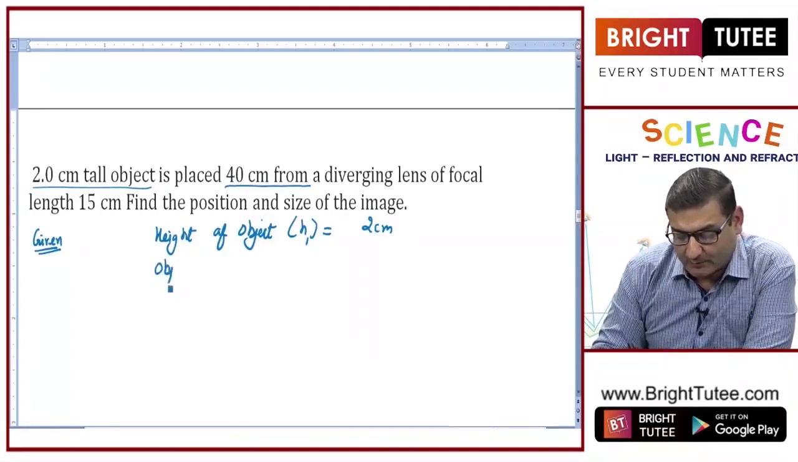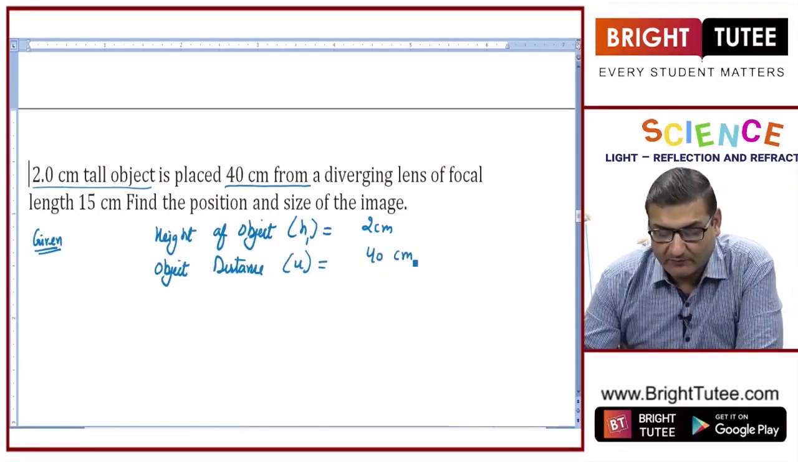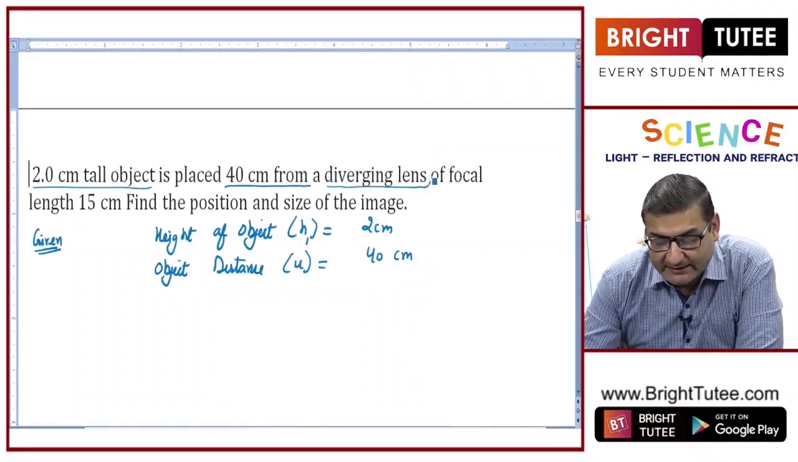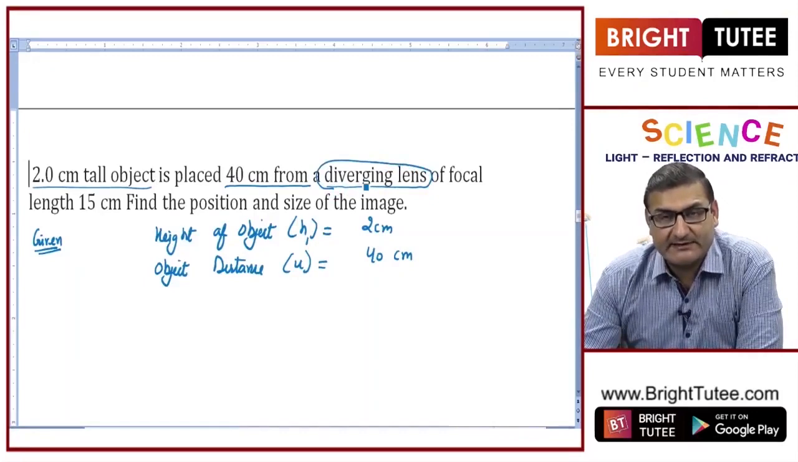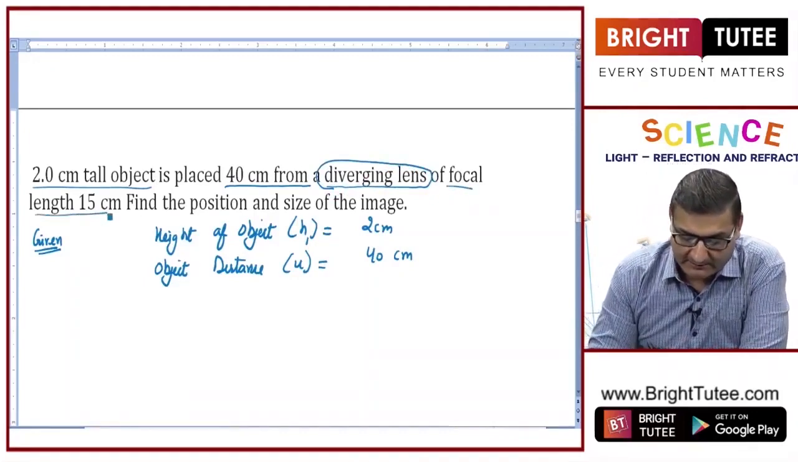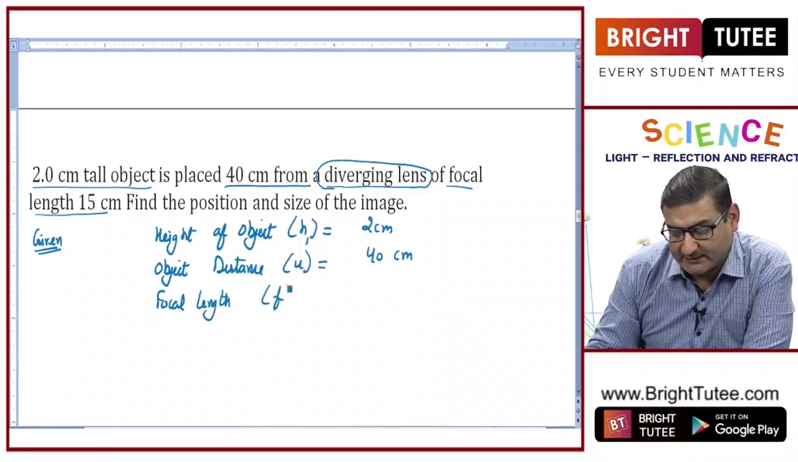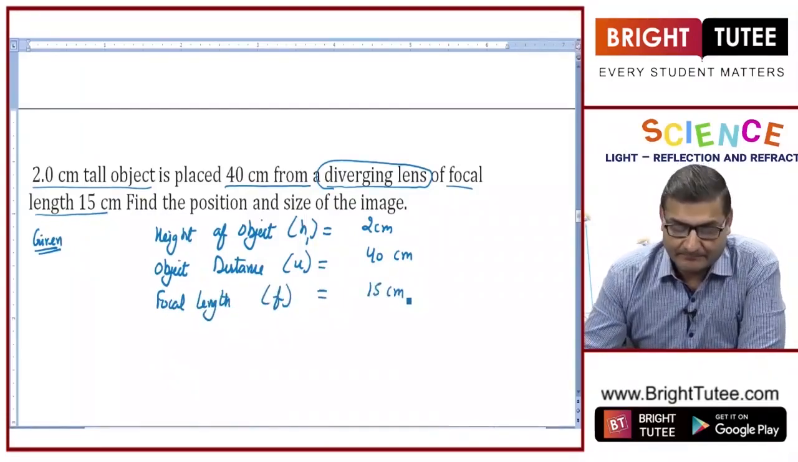That is the object distance. So the object distance is also given to us in the question, represented by small u. This is taken to be 40 centimeters from a diverging lens. Diverging lens means it is a concave lens. The focal length is given to us. The focal length of this concave or diverging lens is given to be 15 centimeters.